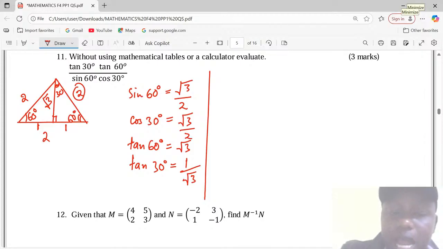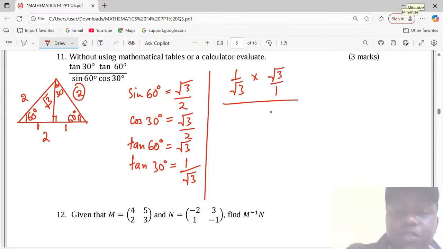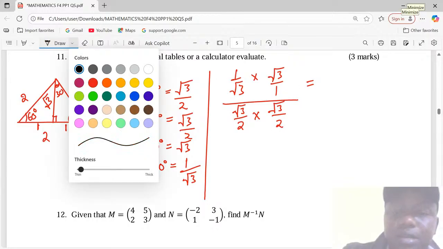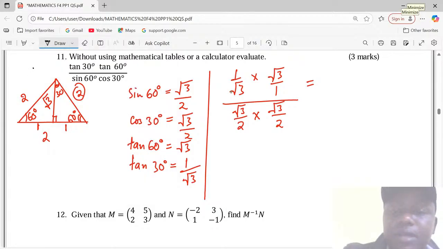All right, we now go back to substitute tan 30, 1 over root 3, multiplied by tan 60, root 3 over 1. Then we divide all this by sine of 60, which is root 3 over 2, multiplied by root 3 over 2, the cosine of 30, which is supposed to be the same. So now from the numerator, you can see that root 3 cancels. So we get 1 from the numerator.